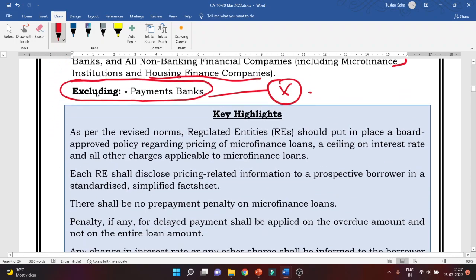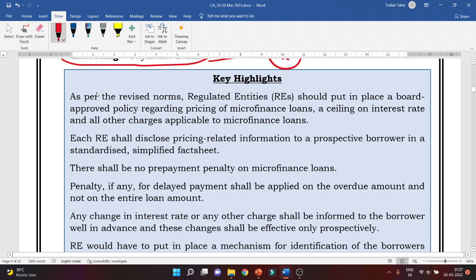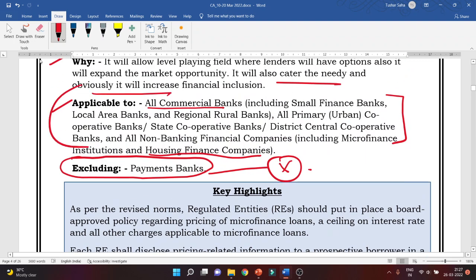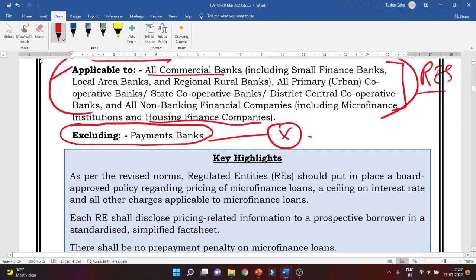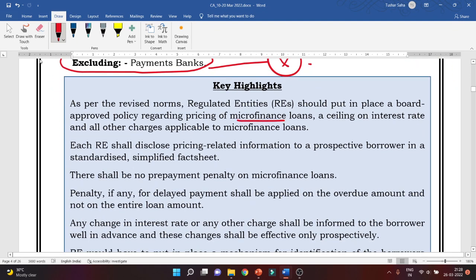Now let's move forward and see what is there in the guidelines. Who are the regulated entities? The guidelines are applicable to commercial banks, local area banks, RRBs, primary urban cooperative banks and state cooperative banks. These are the REs. They should put in place a board approved policy regarding pricing of microfinance loans, a ceiling on interest rate and all other charges applicable to microfinance loans.